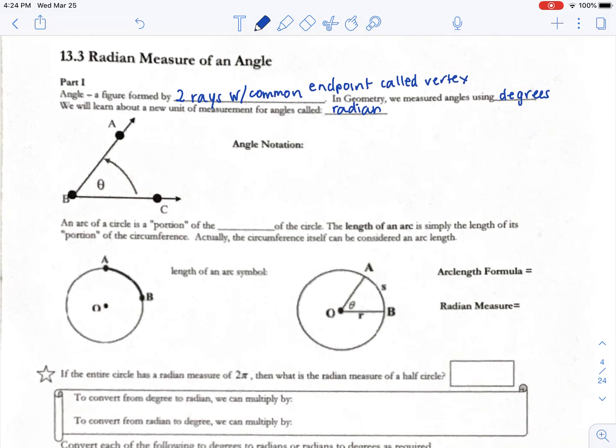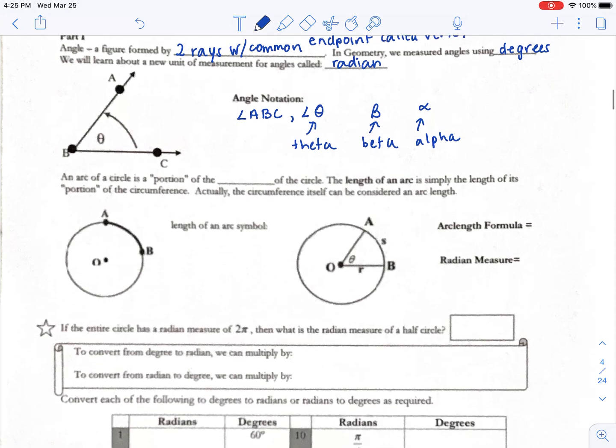Before I jump to what a radian is, we're going to briefly talk about how we name angles. You might remember naming that angle to the left as angle ABC or angle theta. That symbol is the lowercase Greek letter theta. Sometimes angles are named after Greek letters, and that is a common one. That's beta, and here you have alpha. These are all common names, especially as we move further into trig.